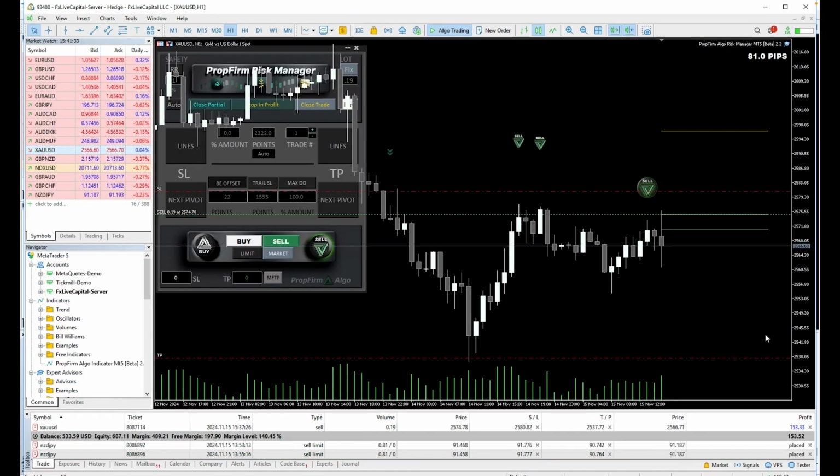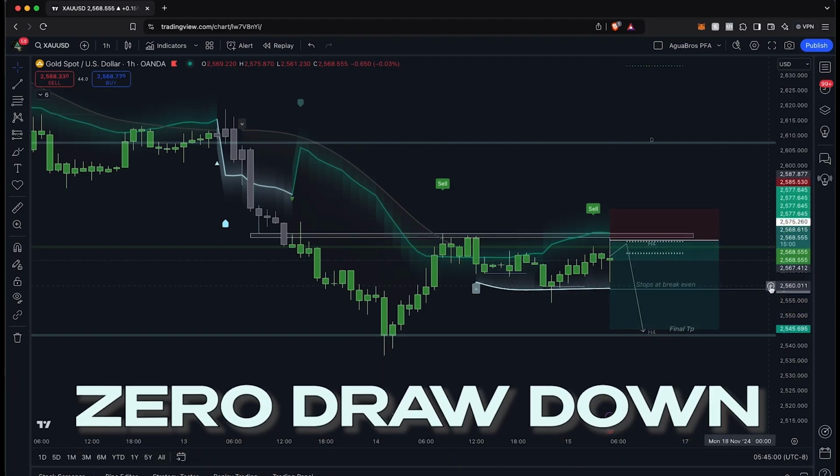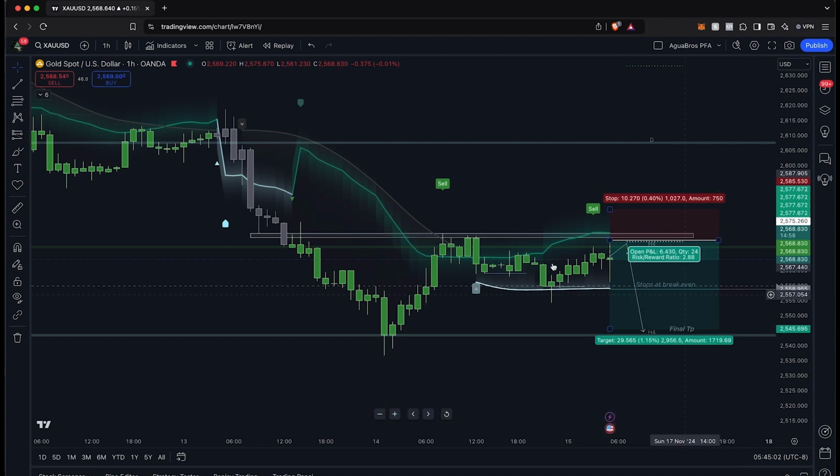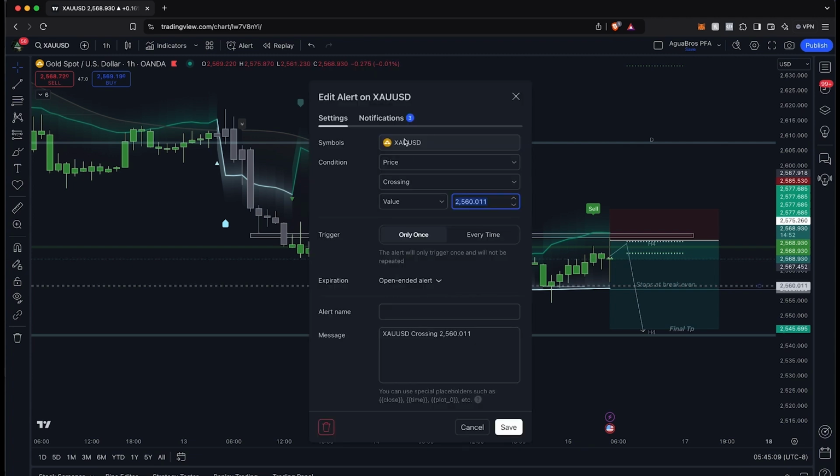A few moments later. We're up 82 pips on XAUUSD, entering on the 1 hour, and at the institutional entry line, we saw little to no drawdown. Exactly how we anticipated it. It pushed up, faked out buyers, and now it's on the way down to the previous low.